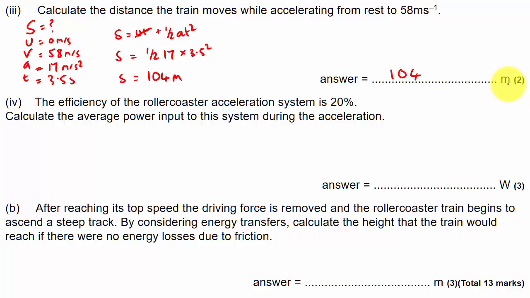Okay, so this is the tough bit of the question. I would imagine this is what probably tricks a lot of people. Calculate the average power input if the system is only 20% efficient.